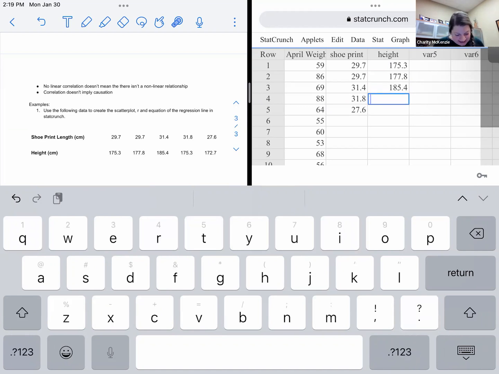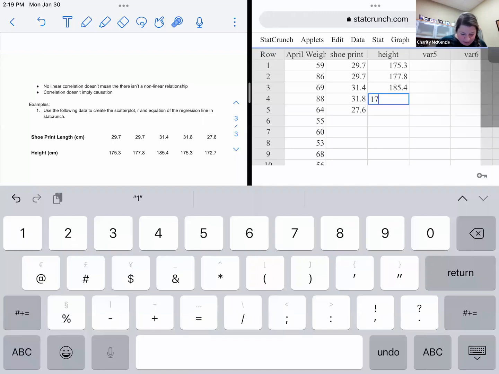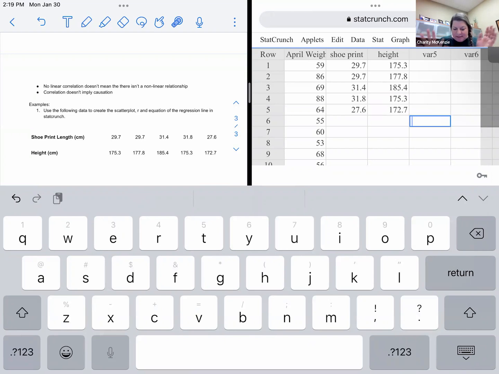I think that's kind of handy. Thanks, Jeff Walters, for showing me that. It's 175.3. And the last one, 172.7. Okay, so as long as I put that in right.